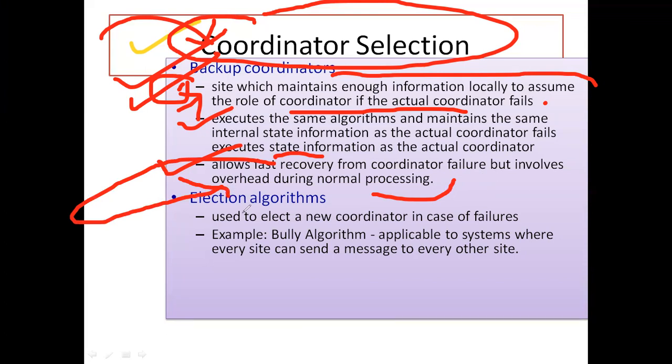Right? Then election algorithm. So there exists one important algorithm for this coordinator selection, and that algorithm is known as Bully algorithm. And what about this Bully algorithm, I'll discuss in the next class. Okay, till then, whenever you get this lecture, you will answer all the questions that I have asked.